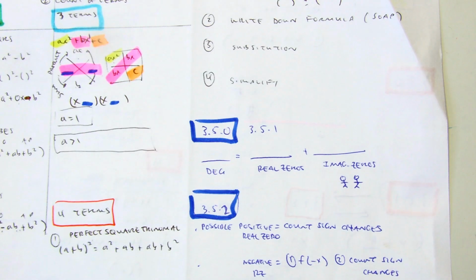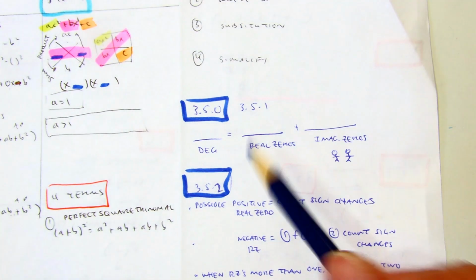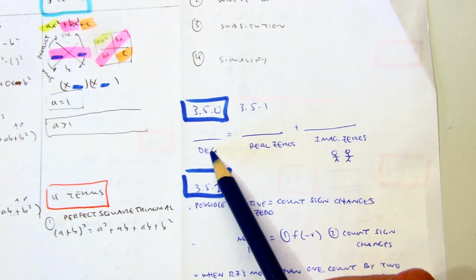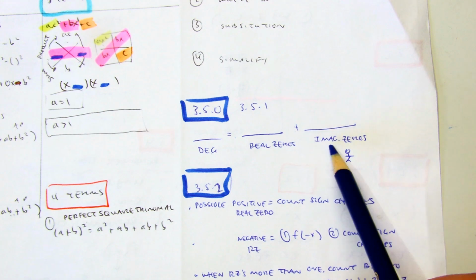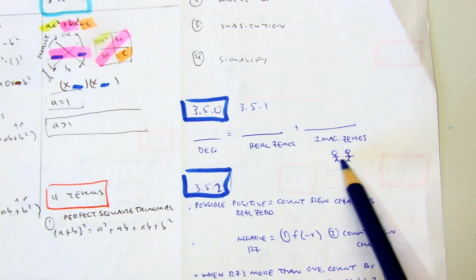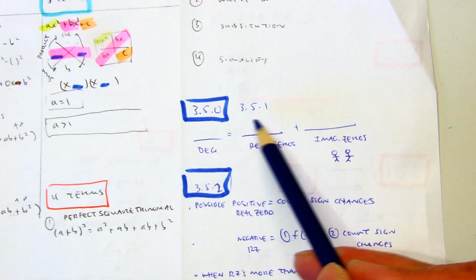3.5, we were talking about the fundamental theorem of algebra, where the degree of the polynomial is equal to the real zeros plus the imaginary zeros. The imaginary zeros come in pairs, or it's an even number, 0, 2, 4, 6. This can be odd or even.